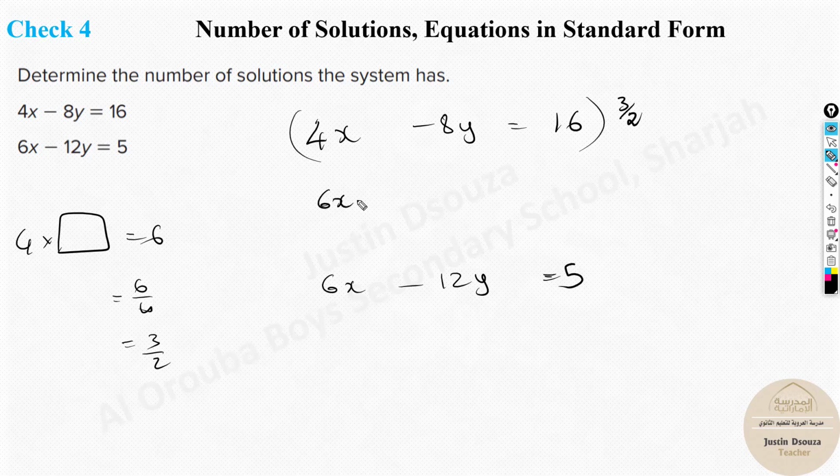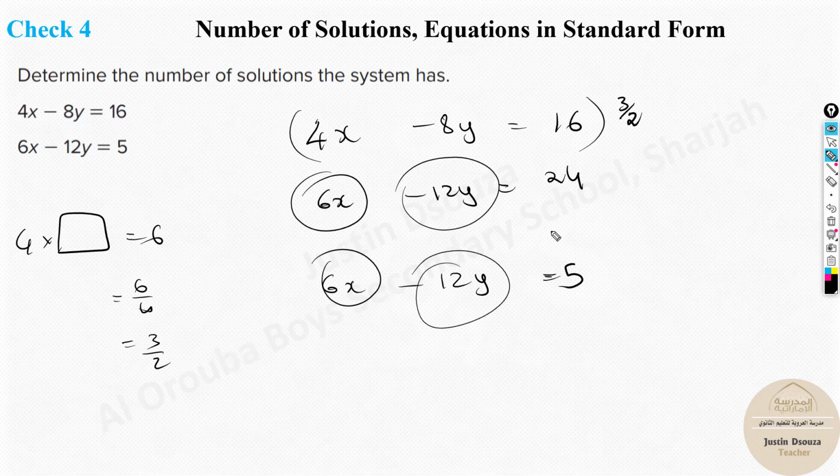And over here you'll get 6x. And what happens over here is you will get 4 times 3, it will be minus 12y. And over here it will be 8 times 3, which is 24. Now look here. This is equal. Slopes are equal. Why this is also equal? But, sorry, this is not the slope. The coefficients. Both the coefficients are equal. But these two are not the same.